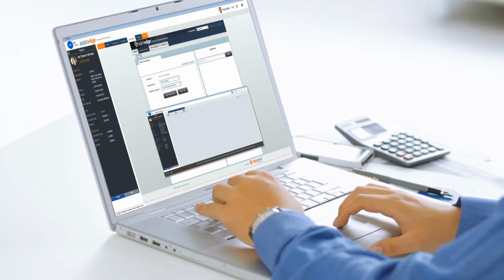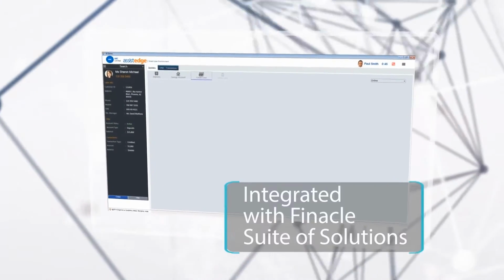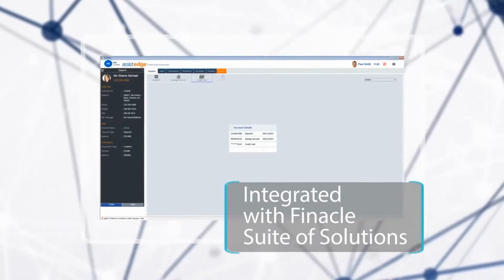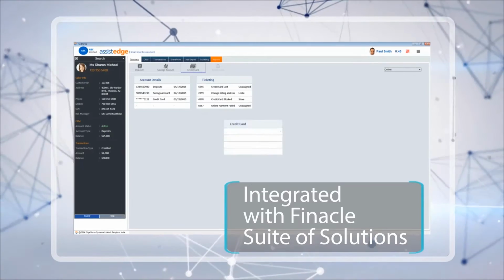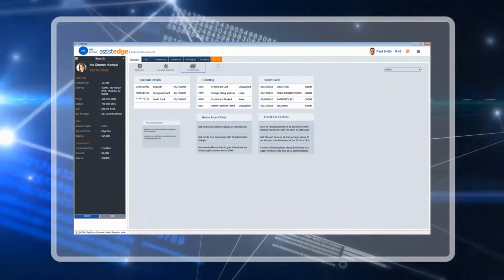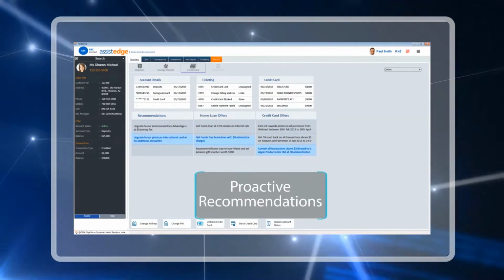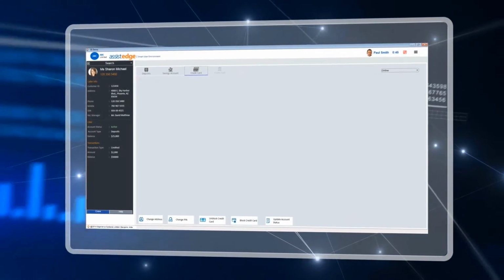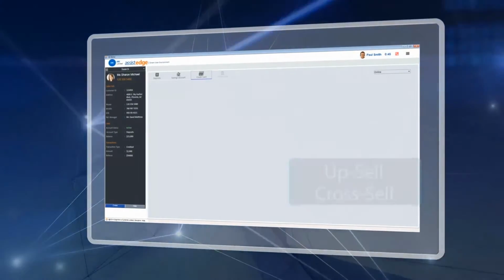from self-help. AssistEdge is pre-integrated with the Finical suite of solutions to help your agents get a unified view of the customer and their transaction history across applications in a single window. Thanks to its analytical capabilities, agents also get proactive recommendations on solutions from internal systems and social media sources, so they can upsell and cross-sell to your customers.